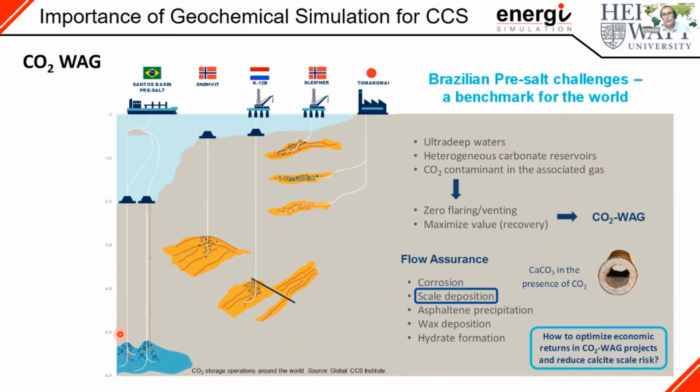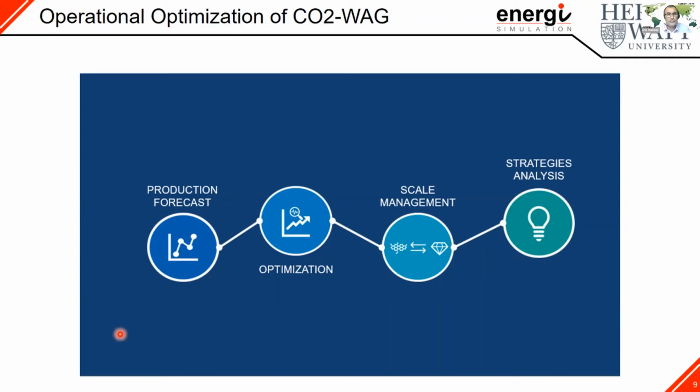And also that there's a scale risk, particularly a calcium carbonate scaling risk, which is exacerbated in the presence of CO2. And so any optimization process should not only be looking at maximizing recovery, but should also be addressing the need to store the CO2, and also the impact on the scaling risk. So in this case, the study has various steps to it. The first is generating a production forecast, and then optimizing that for recovery. In fact, taking into account recovery and the need to store the CO2, and then also adding on to that the impact on scale management, so we can get an overall analysis of strategies involved.